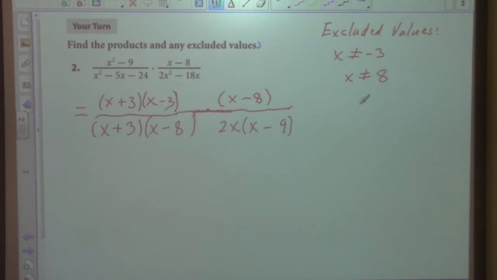What else? x cannot equal 0. And finally, x cannot equal 9. For the same reason: if any of these things equal 0, we have an undefined expression. What next?